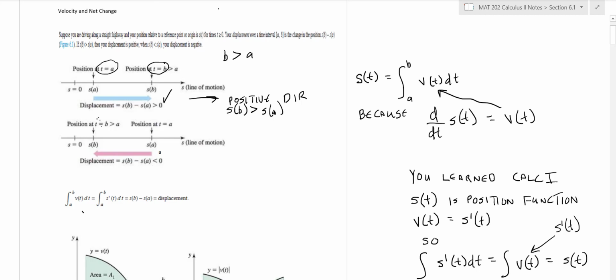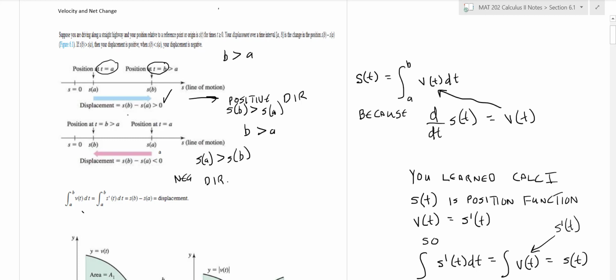Now let's look at this situation. Again, the times are a and b, and b is a later time than a. Here's time a, this is time b, and we're going this way now. That's the key. Our displacement again is s(b) minus s(a), but this time it's going to be negative, because s(a) is a bigger number than s(b). So you're going to get a negative displacement if you're going in the negative direction.